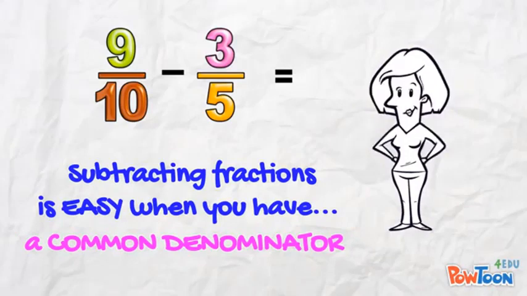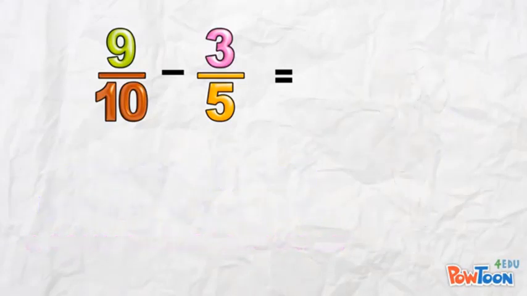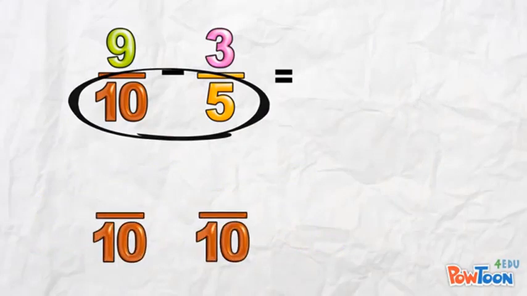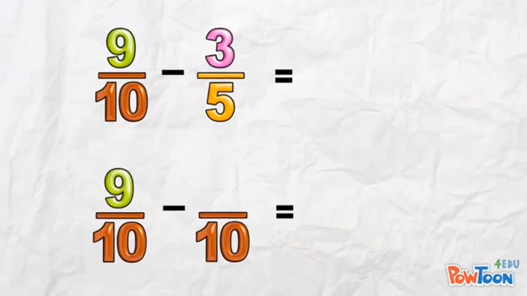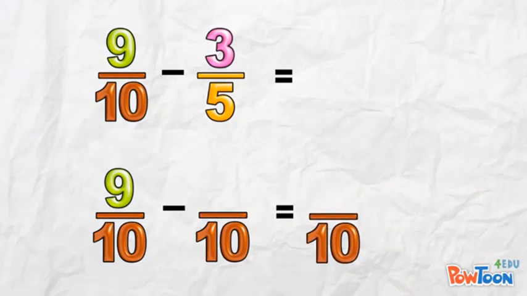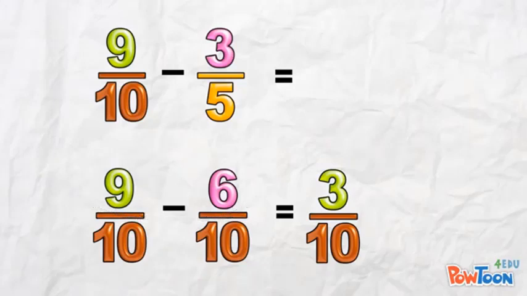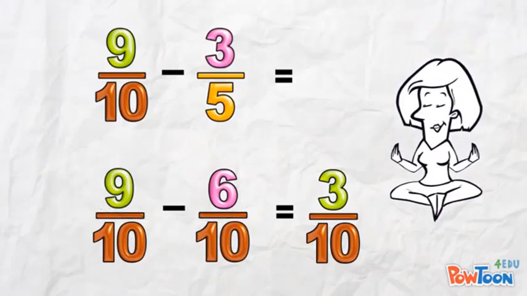So we make one. Our denominators are 10 and 5. The common denominator is 10. Put that in the answer now. We multiply 5 by 2 to get 10, so we multiply the numerator by 2, and that gives us 6/10. Now subtract the numerators. 9 minus 6 is 3, 3/10. One last example, then it's over to you.